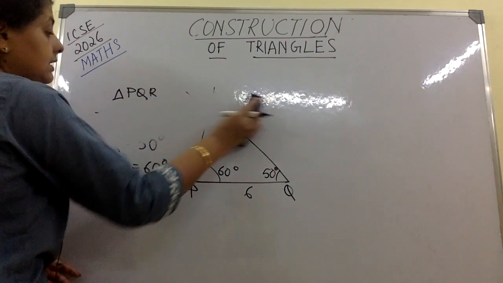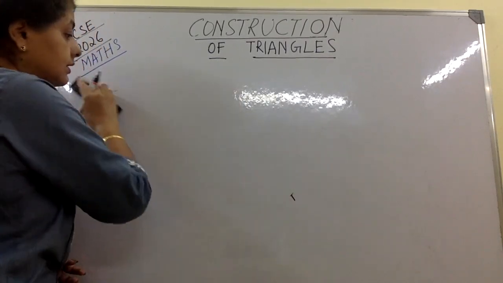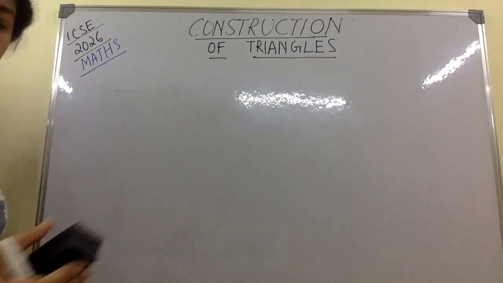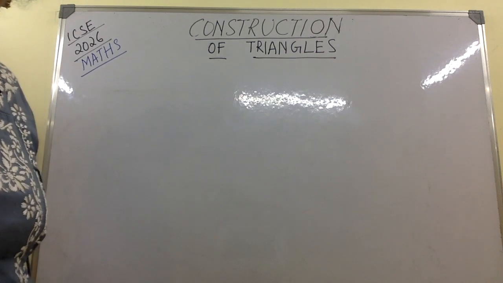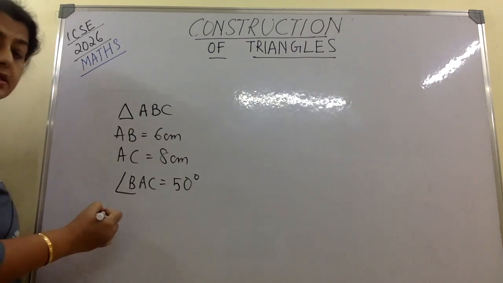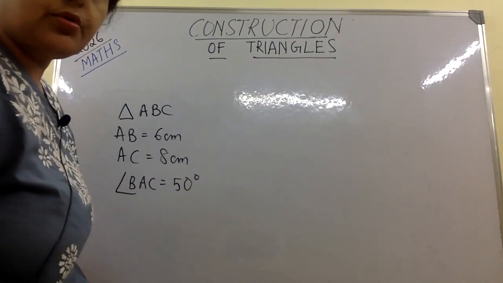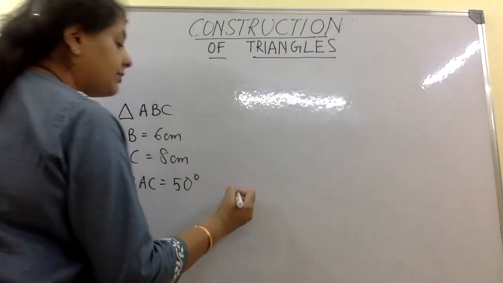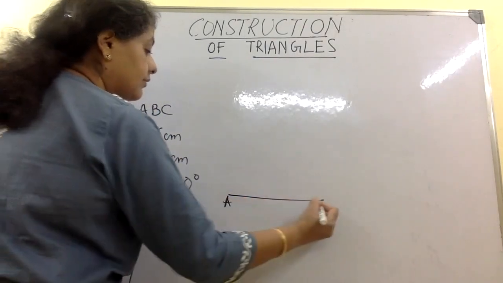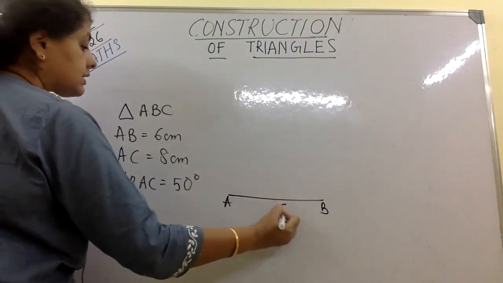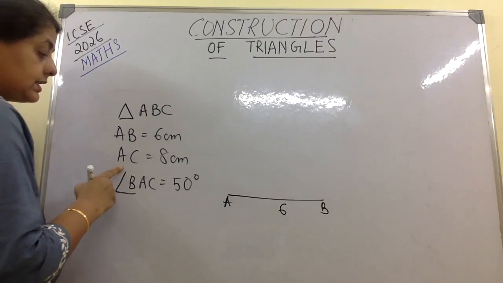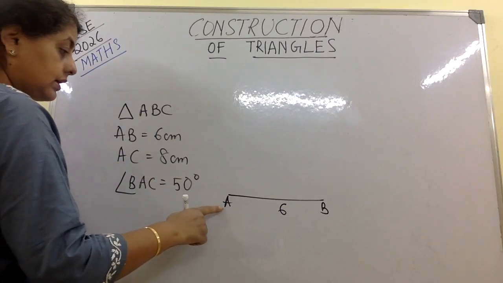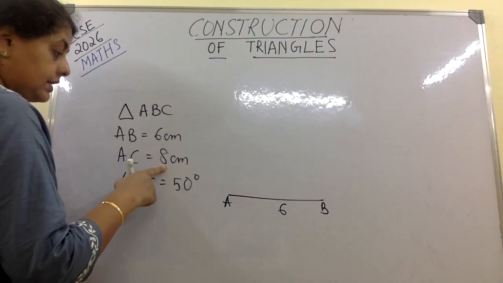Now let's see the third type, when two sides and one angle are given. How do you draw this? You can clearly see. Let me make the base AB, which I'll make of a length 6. Then AC will be of 8 centimeters.